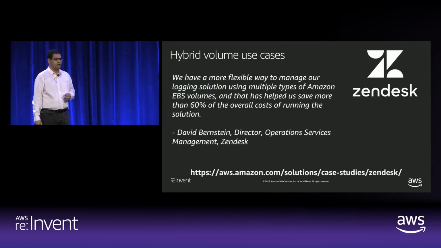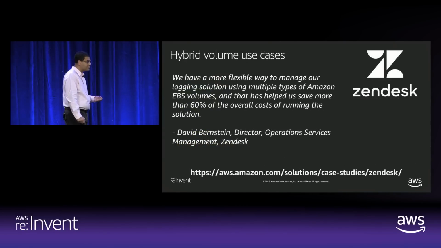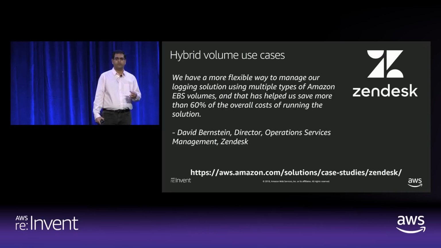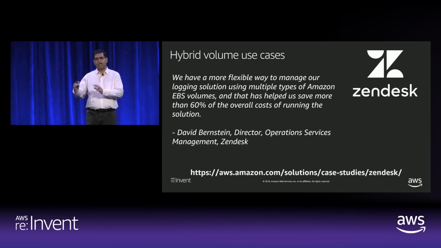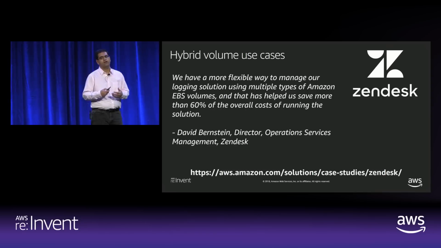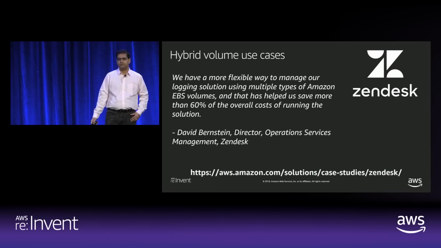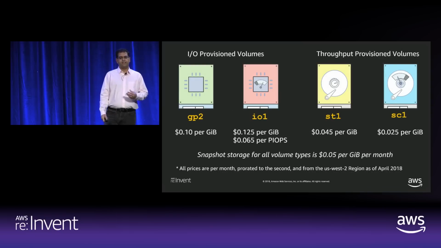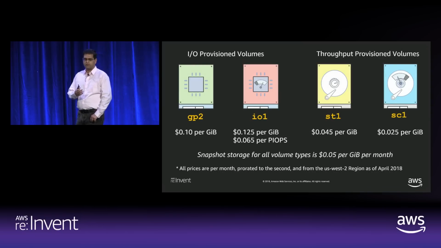An example of this is Zendesk, and they had an ELK stack that was using the I2 instance family. After moving over to EBS and using GP2 in addition to our streaming volume type, that resulted in them saving over 60% in terms of the overall cost of the solution. So pretty exciting to see how customers mix and match our volume types in order to get cost savings for their workloads.